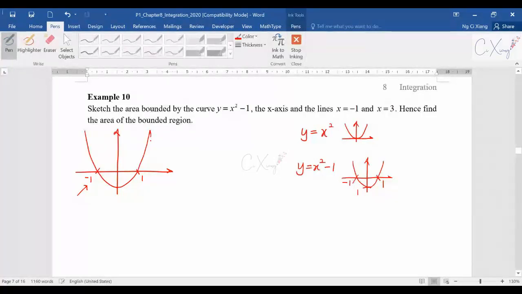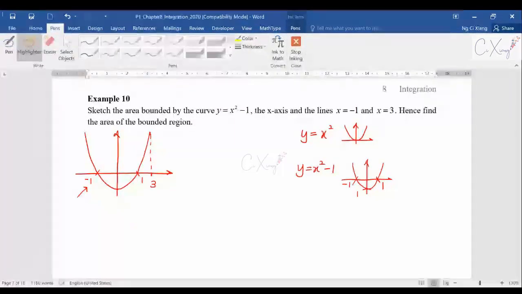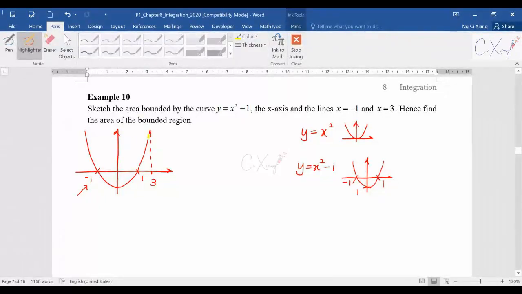Okay. So again, if you look at it, what do you want? What I have is this one. This is the area that I want, and also this part. You'll see that the area they want you to find consists of two different parts. The first one is below the x-axis, and the second part is above the x-axis.